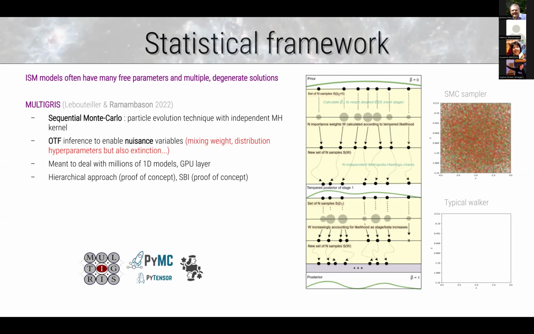So in the SMC sampler, you start with the entire prior space. Here, it's only 2 parameters just to illustrate.